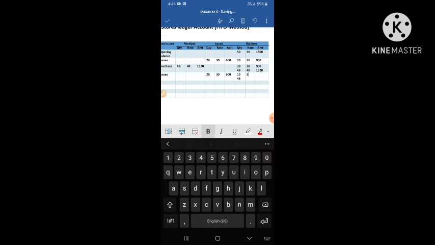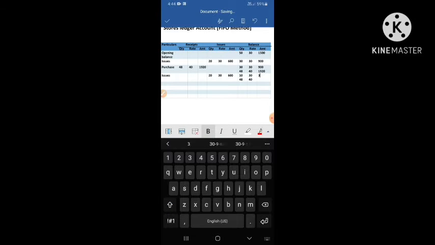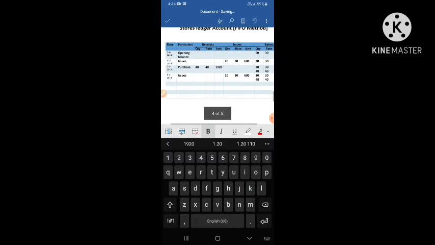So rate is 30 per unit and this is 40 per unit. This is 300 and this is 1920.